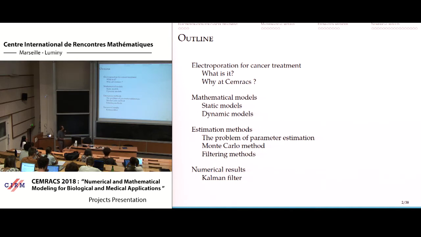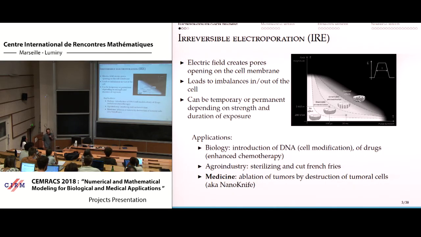So yeah, let's go. Electroporation. What is electroporation? Electroporation is a phenomenon which occurs on the membranes of cells when they are subject to a relatively strong electric field. So maybe it's hard to see, but here you have a cell, and when you have this electric field, you have some small holes which appear on the cell, which are called pores, and these are due to electrical imbalances in the cell.